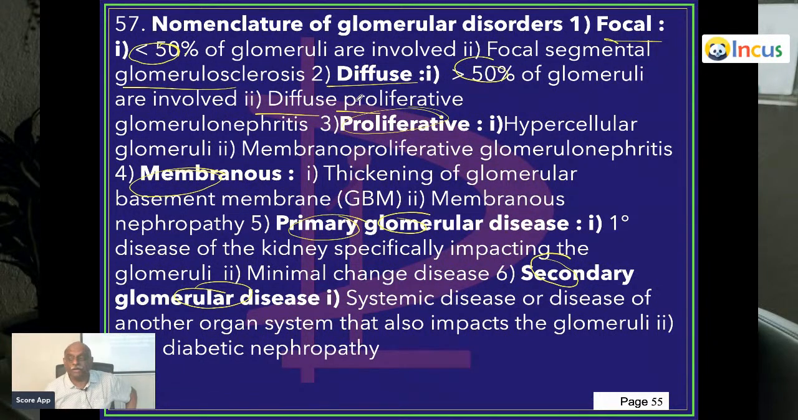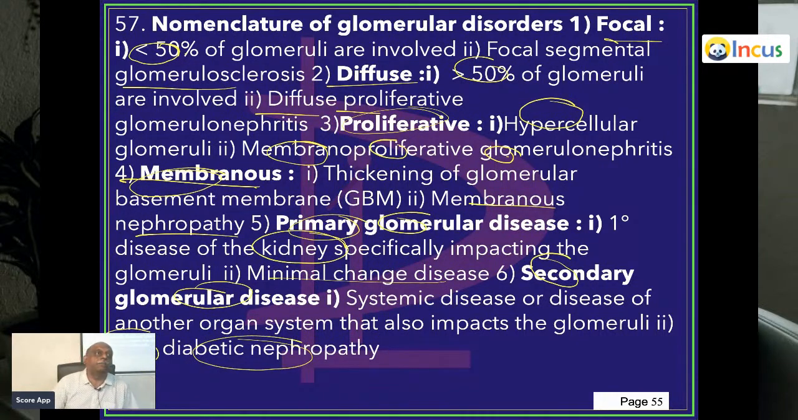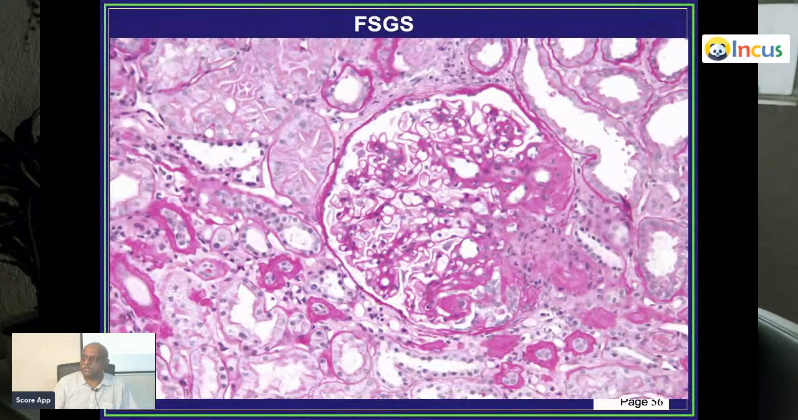Proliferative means glomeruli are very hypercellular. So you have membranoproliferative glomerulonephritis. Membranous means the glomerular basement membrane got thickened. GBM got thickened. That's called membranous. So you have membranous nephropathy. Then what are primary glomerular diseases? Those are basically the diseases in the kidney specifically impacting the glomeruli, like minimal change disease, a disease primarily in the kidney leading to the glomerular pathology. Secondary, a systemic disease leading to the pathology in the glomeruli. Any organ system involvement causing an effect on the glomeruli, like diabetic nephropathy, SLE, all these are secondary glomerular diseases. Now let us look into this, doctor. What is this?